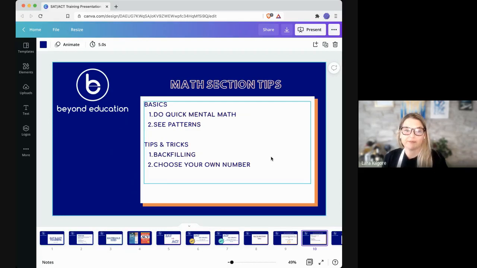So that's really key. The two main tips and tricks in the math section are backfilling and choose your own number. They can't be applied to every question. There's a handful of questions, which we're going to go through some today, where you can use them, and they tend to just help a little bit.